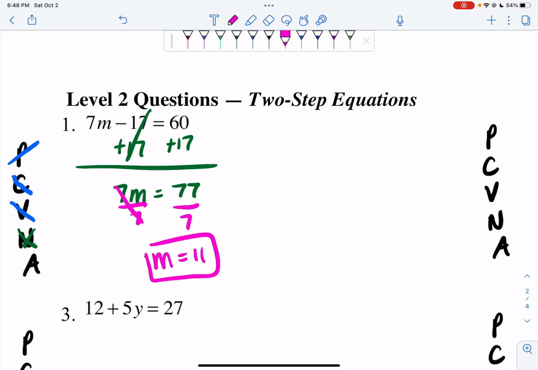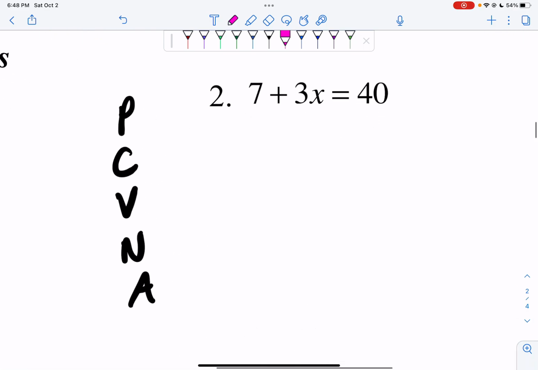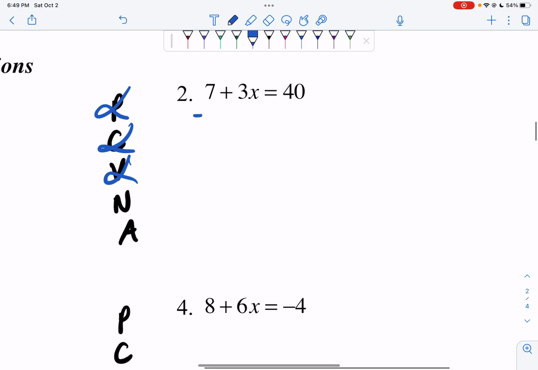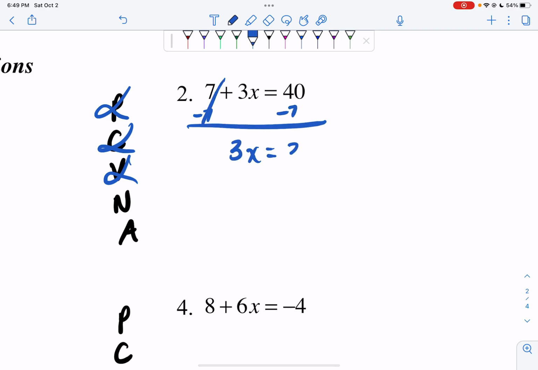That's my final answer. Number 2, I have 7 plus 3x equals 40. I need to ask myself if I have parentheses. I don't. Can I combine 7 and a 3x? I can't. Are all my variables on the left-hand side? They are, but my numbers aren't. So I need to get this 7 to the right-hand side. So the only way to get rid of that 7 is to subtract 7, because it's already positive. So I'm going to subtract 7, subtract 7. So I get 3x equals 33, because 40 minus 7 is 33.